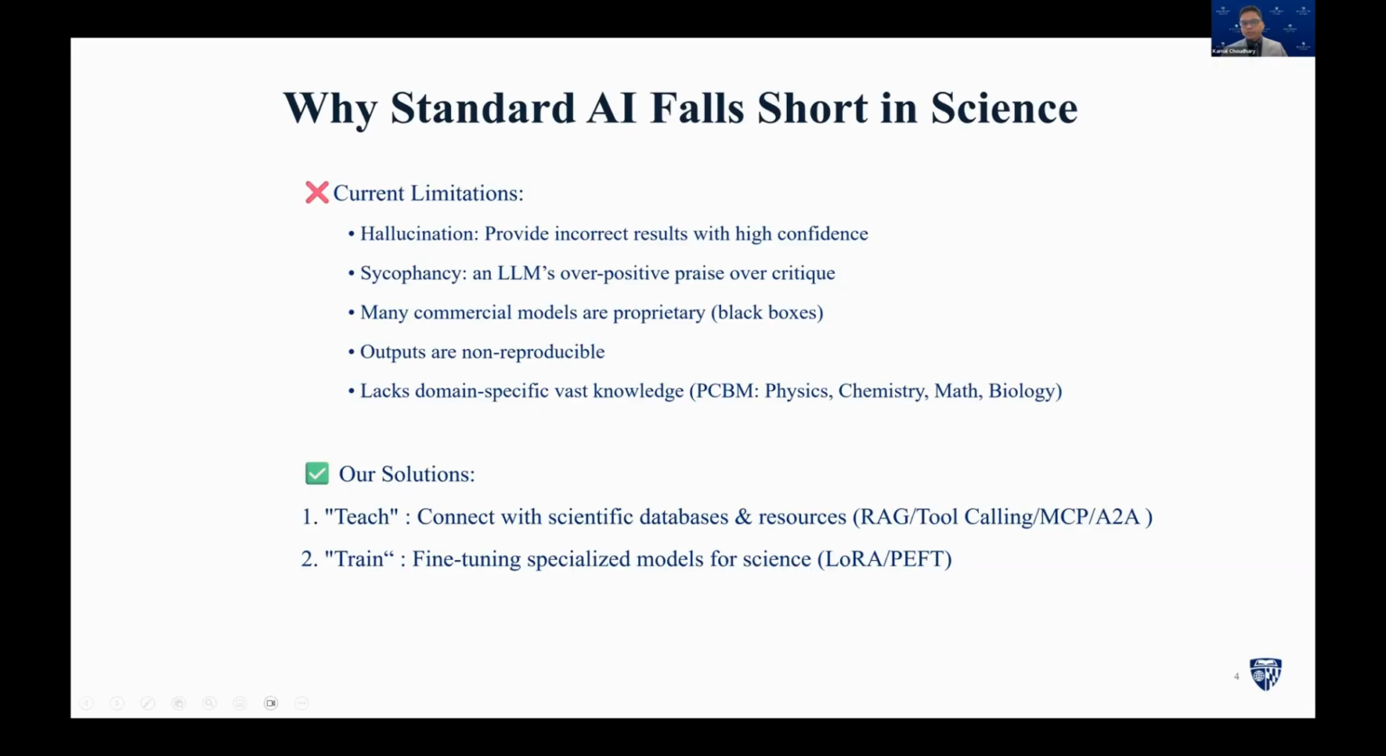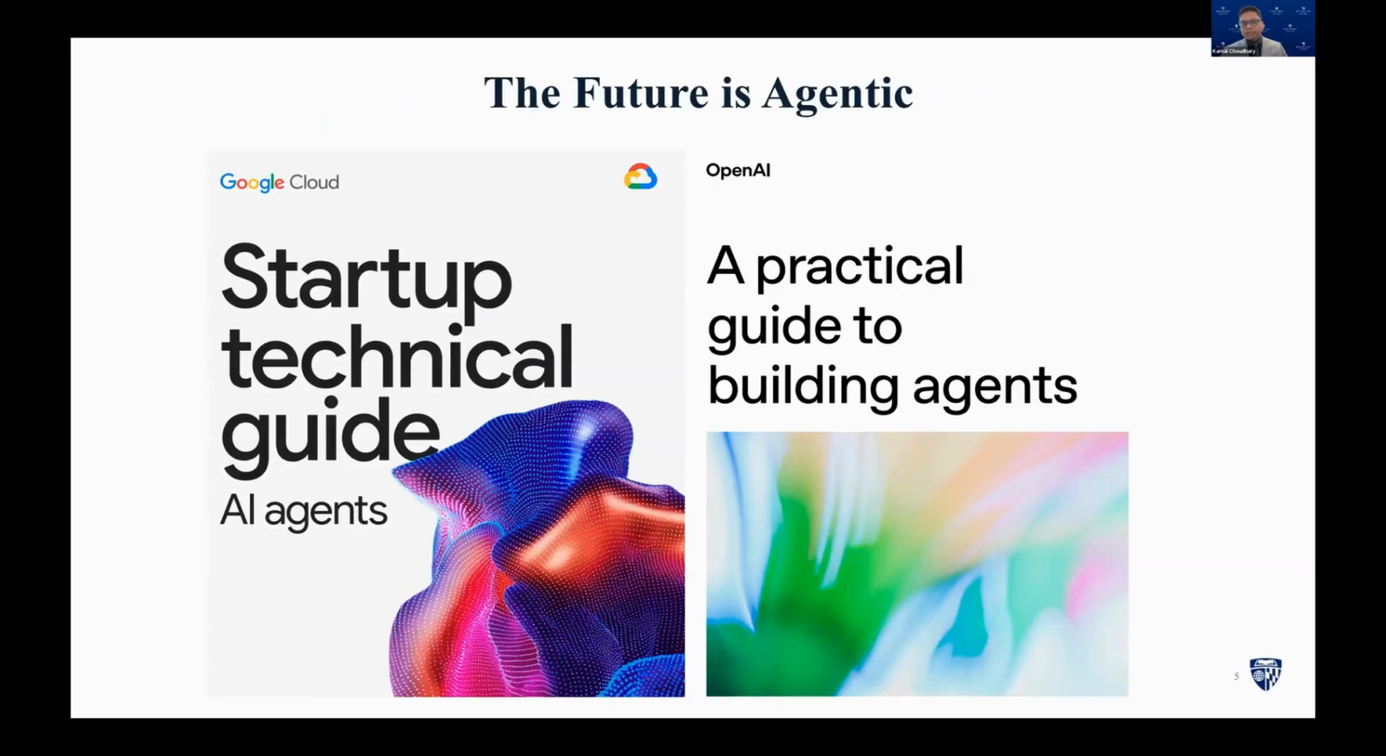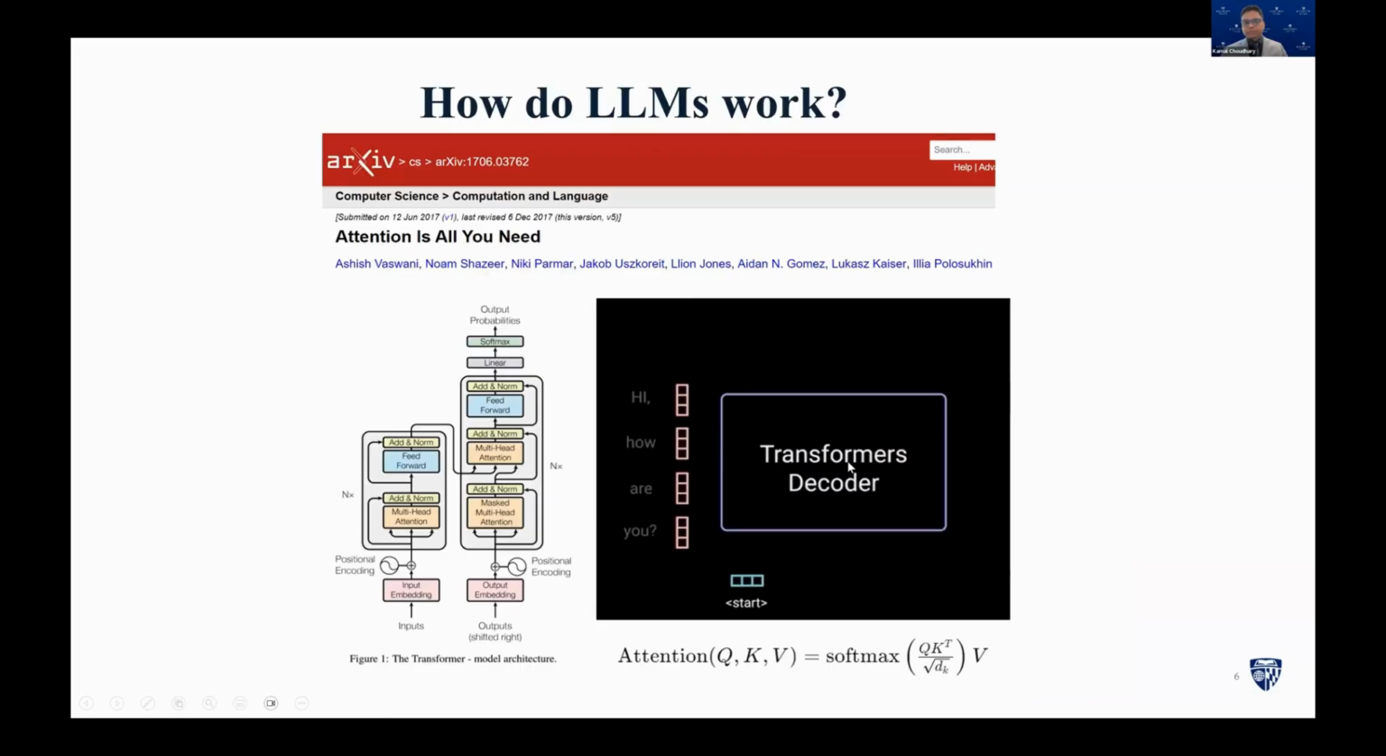There's a really nice article by Google, the Startup Technical Guide to AI Agents, and one by OpenAI, A Practical Guide to Building Agents. In these, you'll get a much more detailed and quite layman perspective of how these agents work and how to actually get started with this. So I would recommend it if you want to look into agentic AI frameworks.